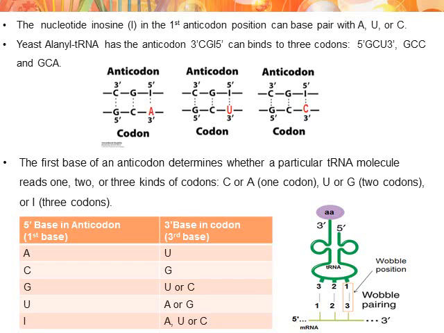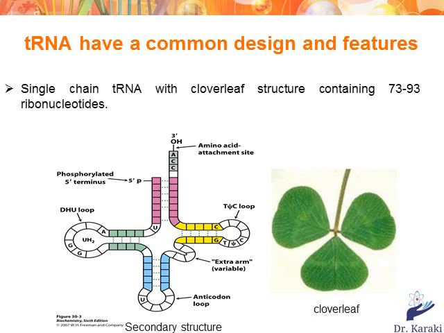So, the first base of an anticodon determines whether a particular tRNA molecule reads 1, 2, or 3 kinds of codon. C or A will read 1 codon. U or G will read 2 codons. I will read 3 codons, like the example of alanine tRNA. Let's take a look at the structure of the transfer RNA.